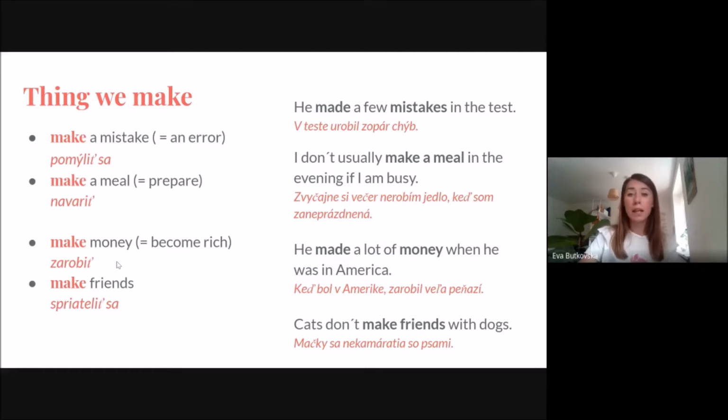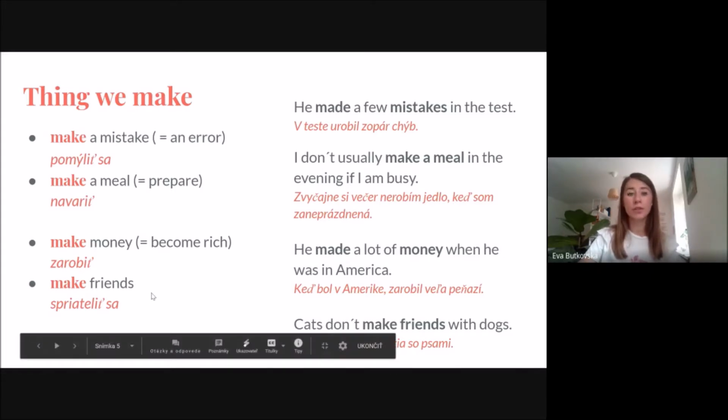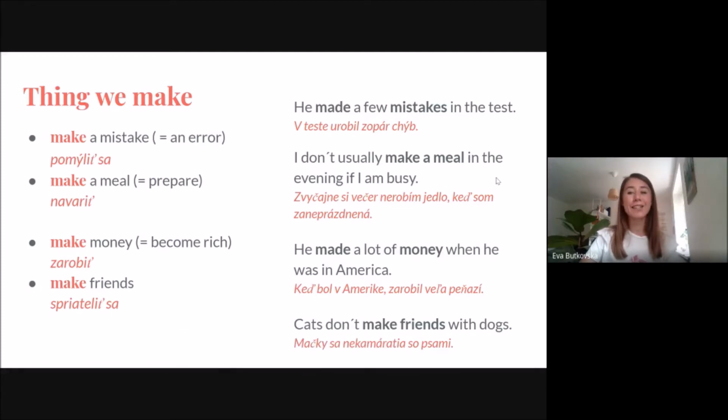Money, make money. This is a very often used verb, make money. He made a lot of money when he was in America. You don't do it with your hands or make it with your hands, but we use make money or make friends. Make friends, it's a new verb for you to learn. See the translation. Cats don't make friends with dogs, for example.